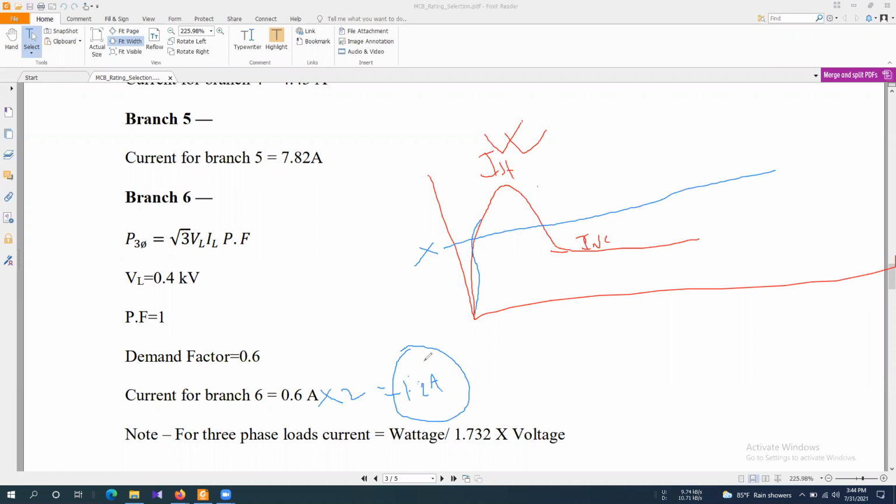So the main factor of selecting an MCB is this load calculation. Once you know the total load current, you can go to the market and select the proper rating. All right. Now, if you have any questions from your side, you can ask. I will answer it.